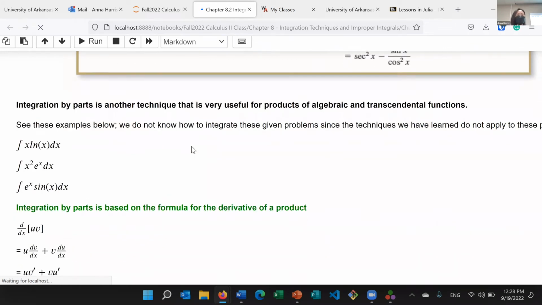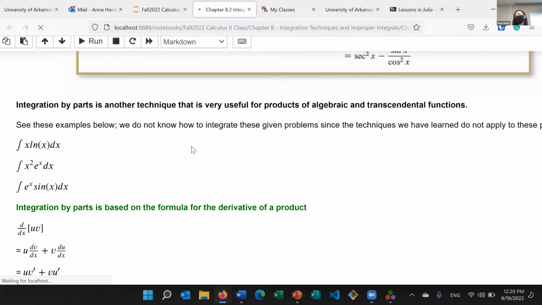For example, look at this one, today's lesson. Integration by parts is another technique that is very useful for products of algebraic and transcendental functions. So these examples below, you can see, we do not know how to integrate these given function problems. So we need a new technique.